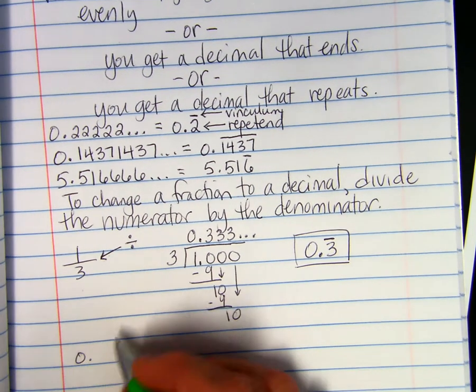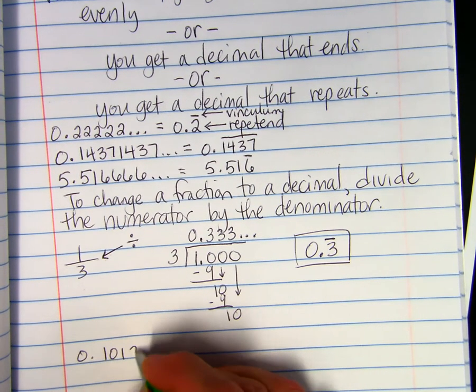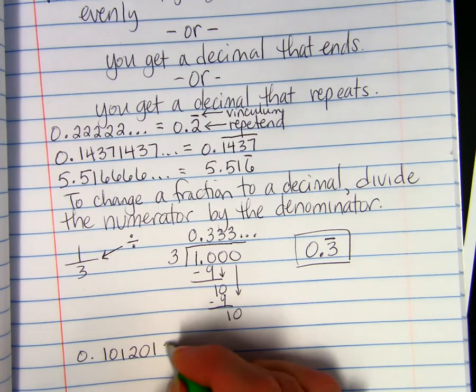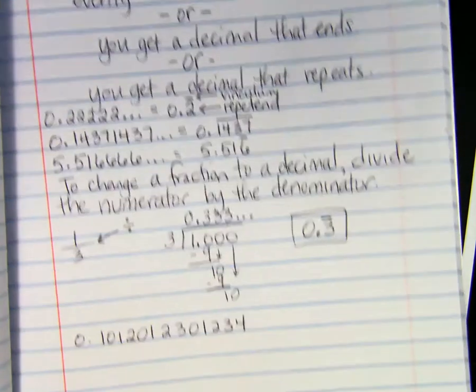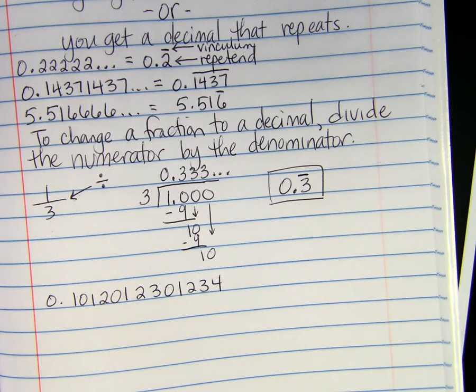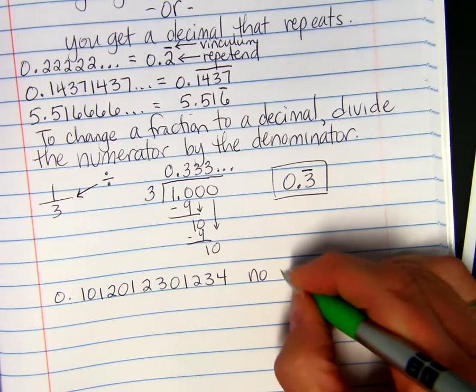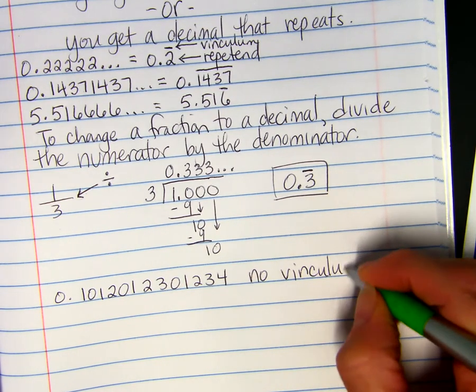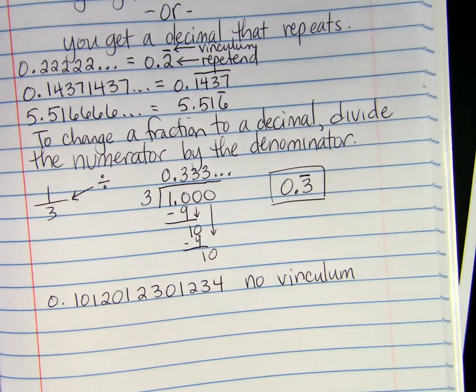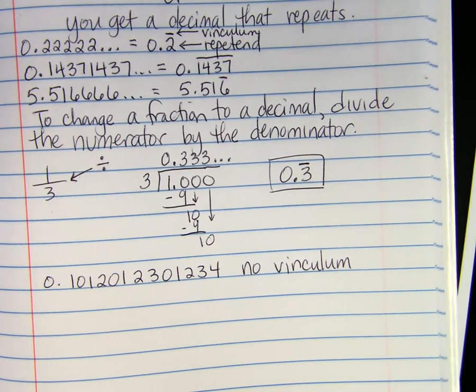Okay, this is an example, and my question is do we need a vinculum on this decimal number? Do you see it repeating anywhere? No. So we would not put one on. No vinculum. Yeah, it's a big decimal number.